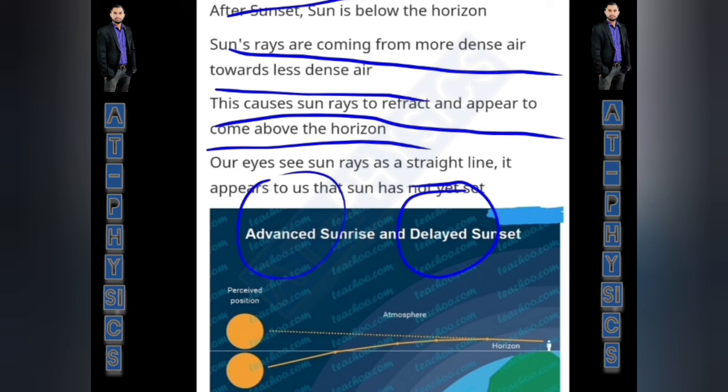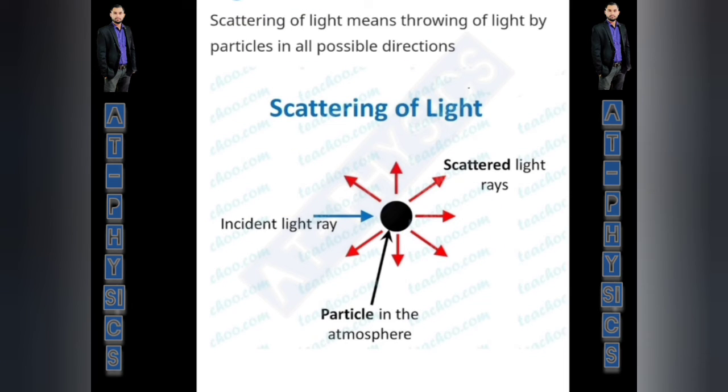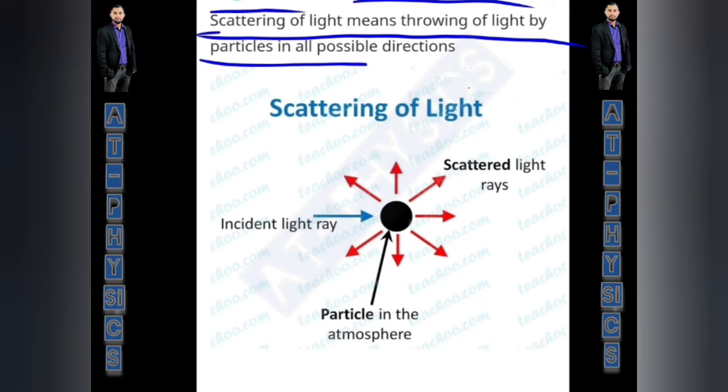Look at this diagram. Okay guys? Okay. So the next topic, a very important topic of this chapter, is scattering of light. Scattering of light means throwing of light particles in all possible directions, and that is what scattering of light is.